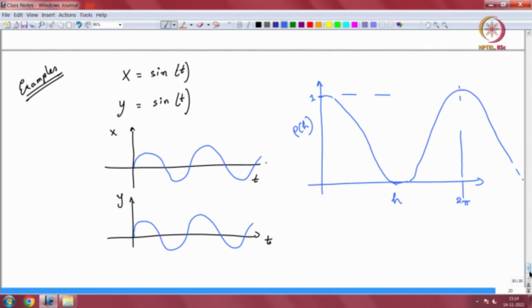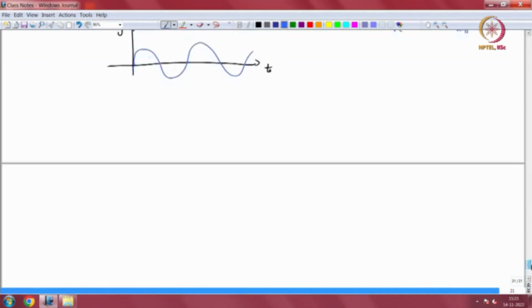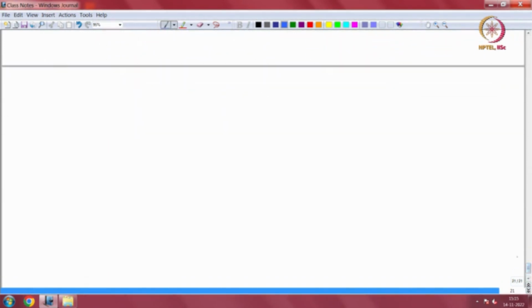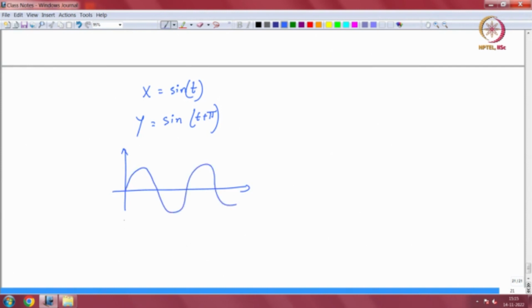And you can do this calculation for yourself and see. I am not doing it right here, but if you now change this so that my x is equal to sin t and my y now comes from sin t plus pi, then my x looks like this, whereas my y is going like that.